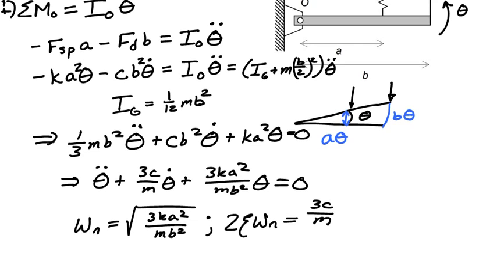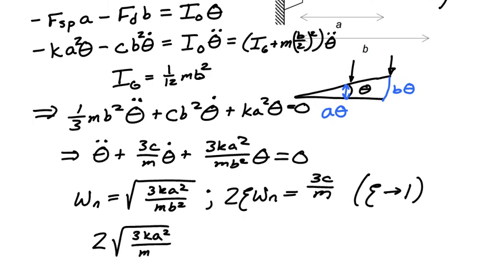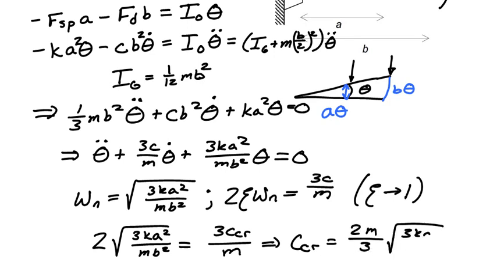Since I'm looking for the critical damping constant, I can set zeta to be exactly 1, which means that 2 times omega n, that is the square root of 3k a squared divided by m b squared, has to equal 3 times c critical divided by m. So c critical has to equal 2m divided by 3 times the square root of 3k a squared divided by m b squared.